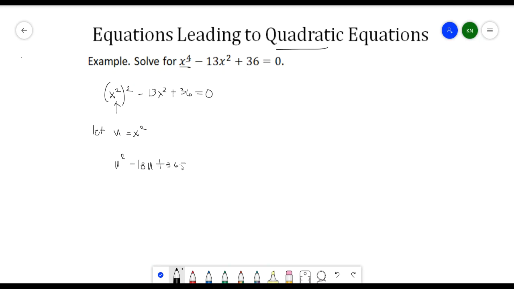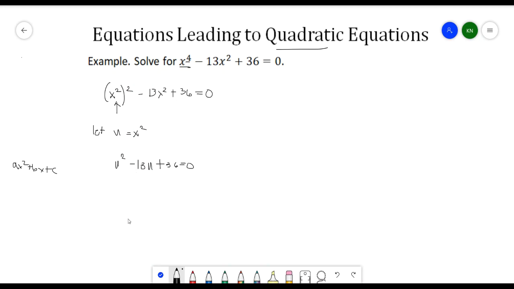Now, as you can see, this already yields a quadratic equation. We have u squared minus 13u plus 36. That is already the same as our ax squared plus bx plus c, right? This is our ax squared, this is our bx, this is our c. So this is already in quadratic equation form.